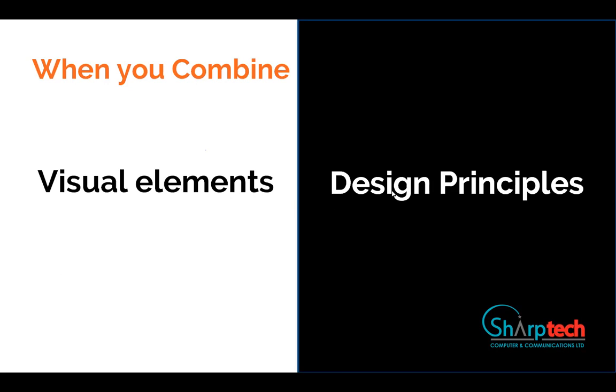So when you combine those visual elements with the design principles, which we have just looked at, those are things like hierarchy, contrast, alignment, then you come up with what we call graphic design. So graphic design basically is a combination of visual elements and design principles. Are we together? So graphic design is a combination of visual elements and design principles.